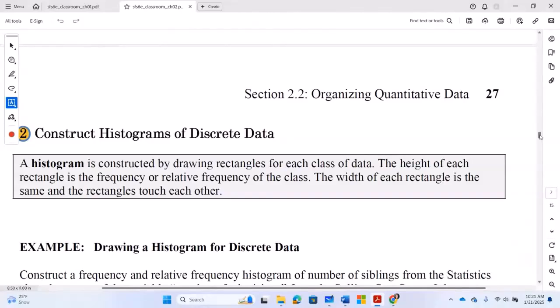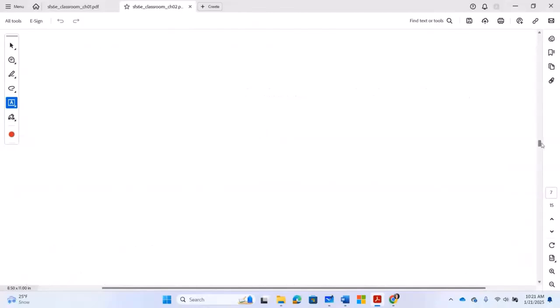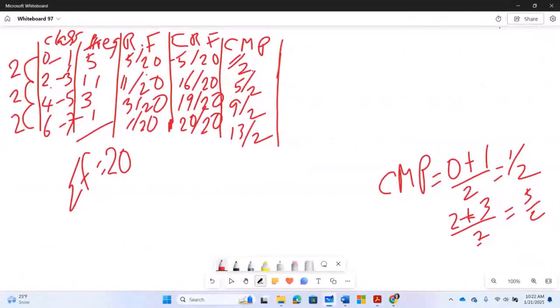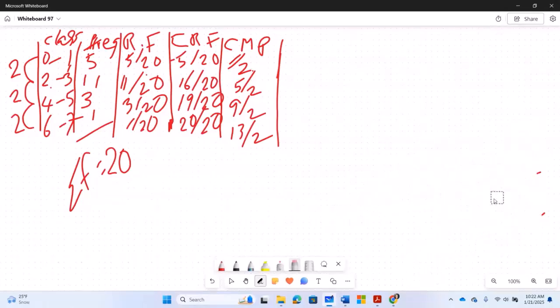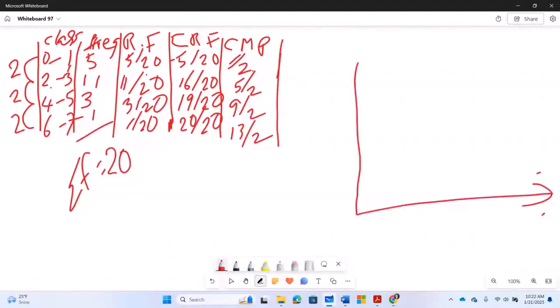I'm going to actually get the data I just used, and then draw a histogram. So I'm going to use this to draw a histogram. I'm going to clean the other side, so I can draw a histogram of this data. So the first thing I want to do, I want to draw a histogram. This is just a rough sketch.